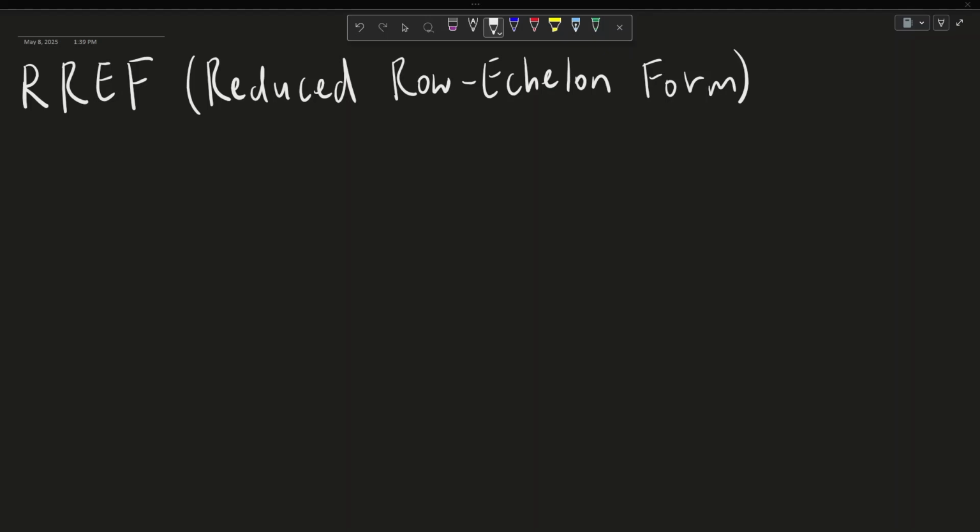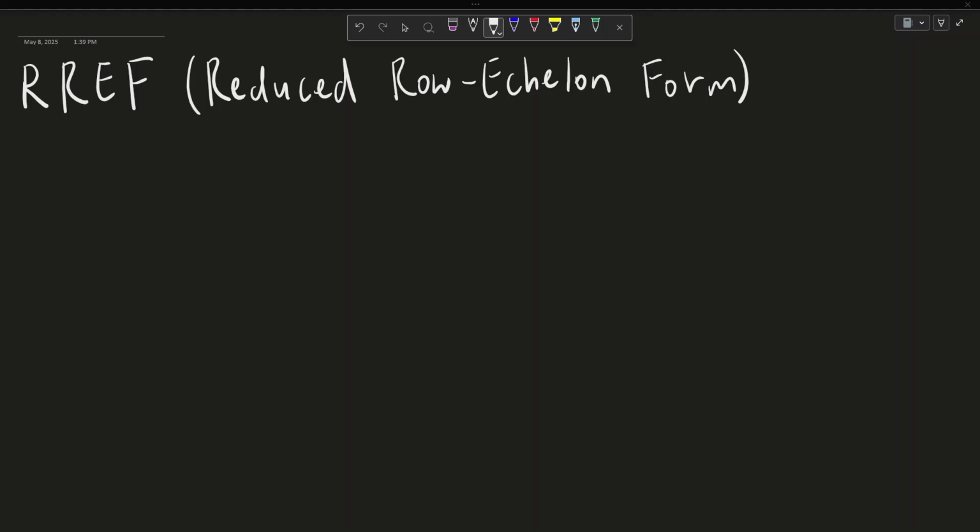In this episode of the Linear Algebra series, we'll be discussing reduced row echelon form. Now this is an extension of the prior episode where we talked about Gaussian elimination and row echelon form. But there are two main factors that characterize a reduced row echelon form as compared to a row echelon form.